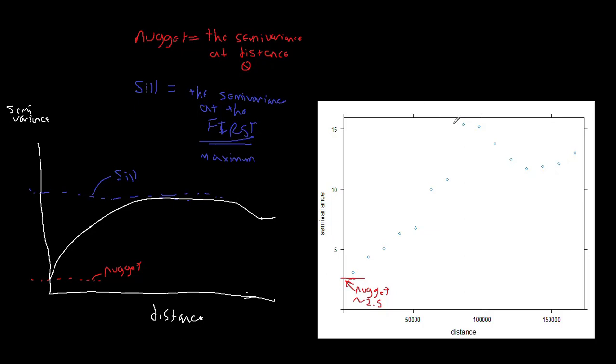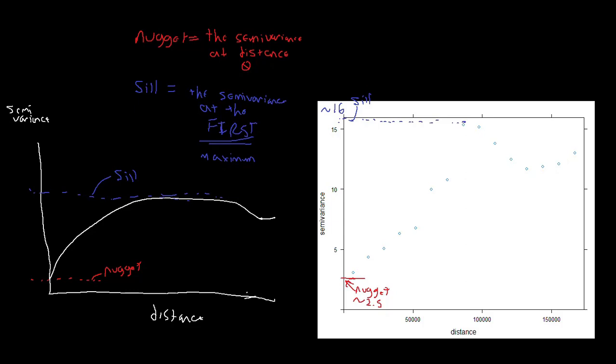So if we go over here, we can do the same thing we did with the nugget. We find the area where the semivariance is first maximized, draw a line back, and that is the sill. In this case, I would say it's approximately 16. Again, just eyeballing that value. So again, sill is the semivariance at the first maximum. Nugget is the semivariance at 0.